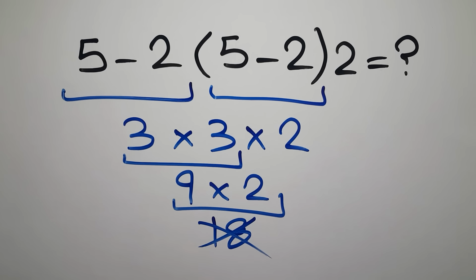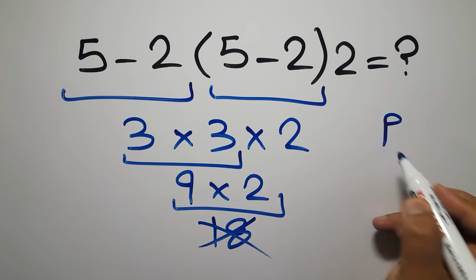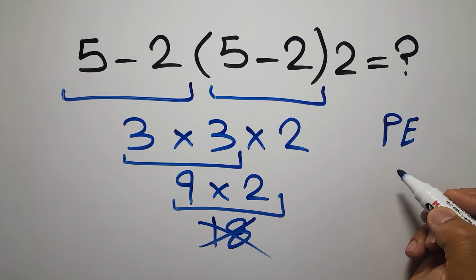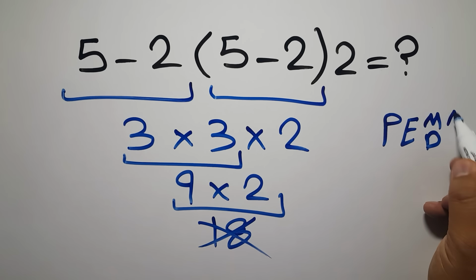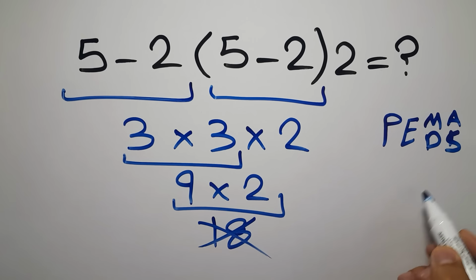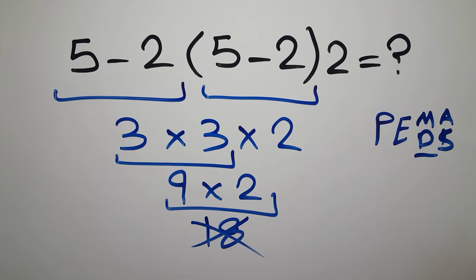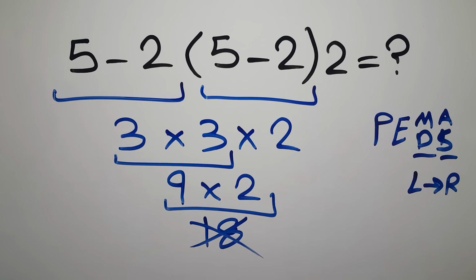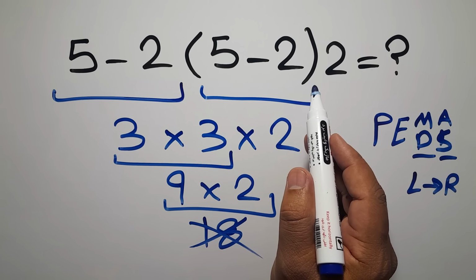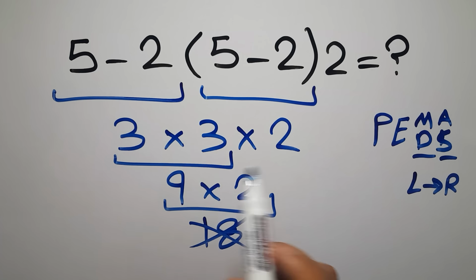But this answer is not correct. Because according to the order of operations, first we have to do parentheses, then exponents, then multiplication or division, and finally addition or subtraction. Remember that multiplication and division have equal priority and we have to work from left to right. And the same applies to addition and subtraction. So here in this expression, first we have to do this parentheses, not this subtraction. Okay?